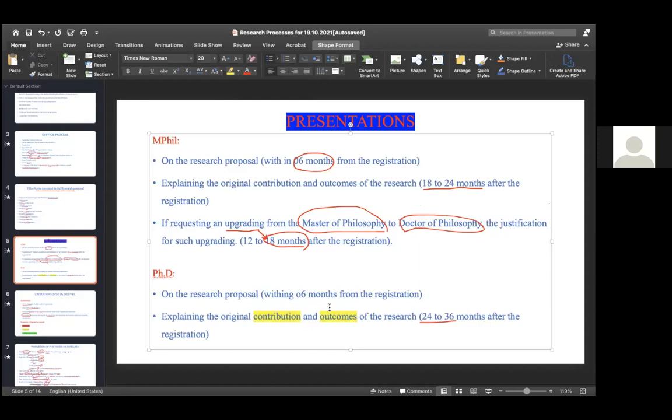For example, some students, maybe they are very quick, very intelligent, very energetic. For example, they could complete their research within 1.5 years. They could not do their presentation. Even though you could finish your PhD level research within 1 year, you are not allowed to do your second presentation. Yes, after 2 years.